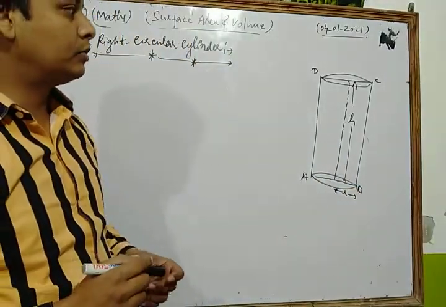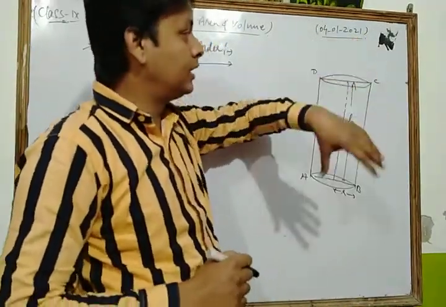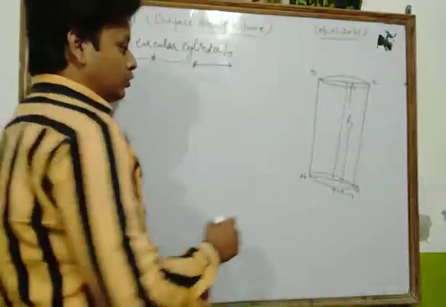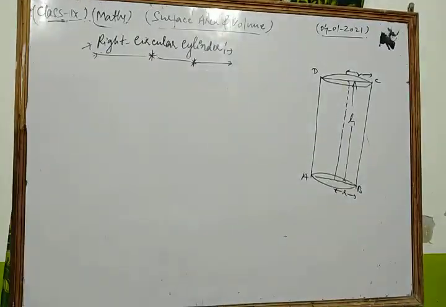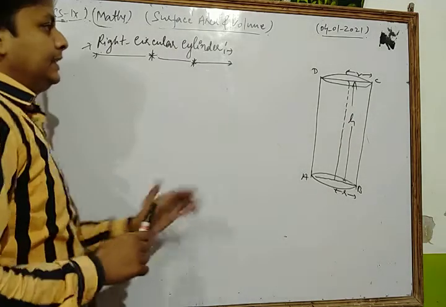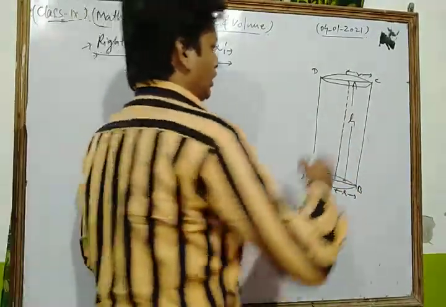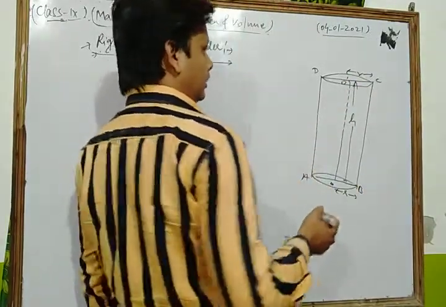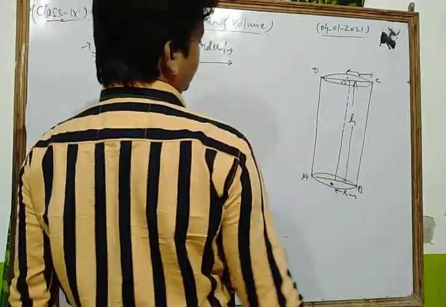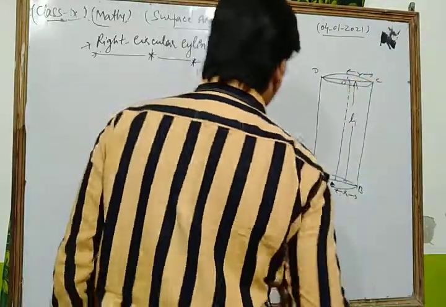And dear friends, one most important point is what? The base and top of the cylinder are circular regions. So r, this is also equal to r. Okay. So this is the figure of the right circular cylinder ABCD, in which O is the center of the top of the cylinder, and O dash is the center of its base. Okay, and this is the radius of the cylinder.